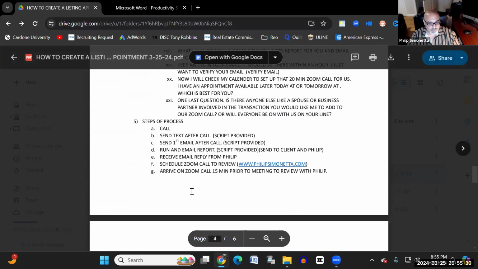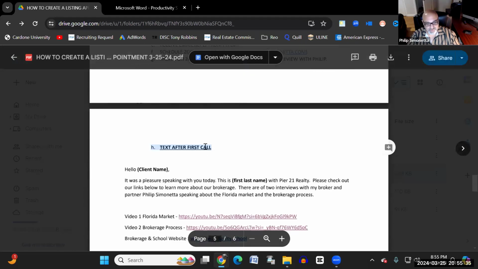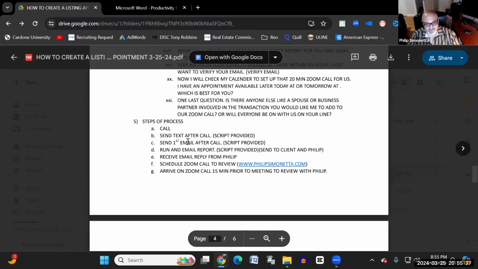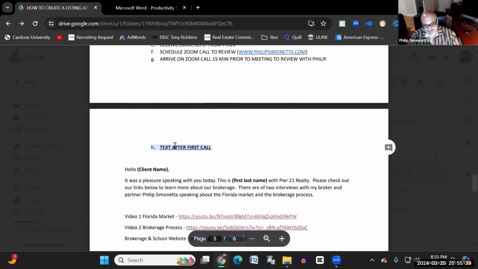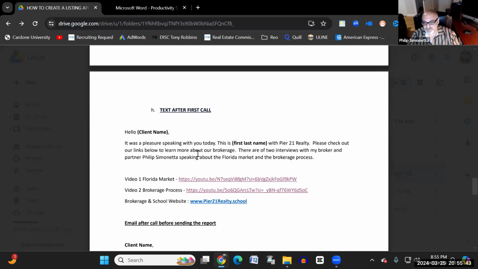And then this actually has to go up here. I don't know why it went down there. Text after the first call is call, send text. I don't know why that's in there. That's got to come out.